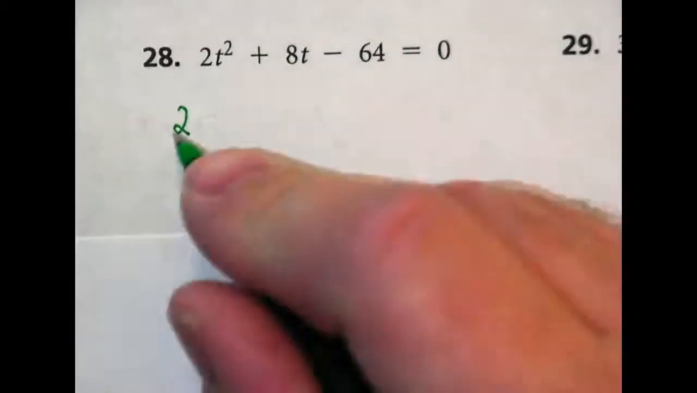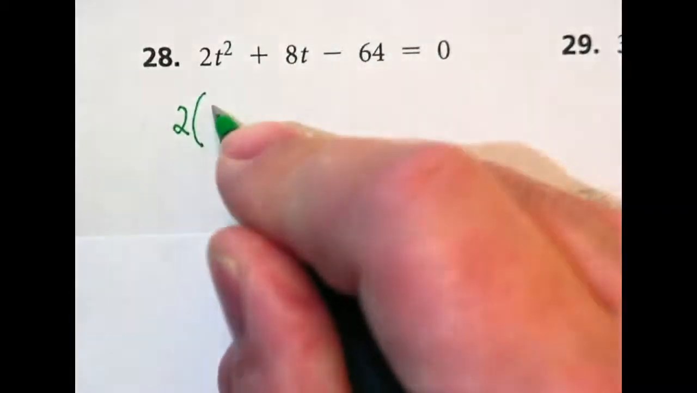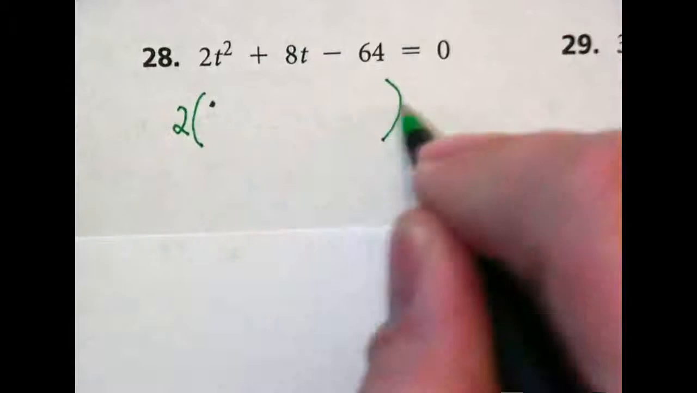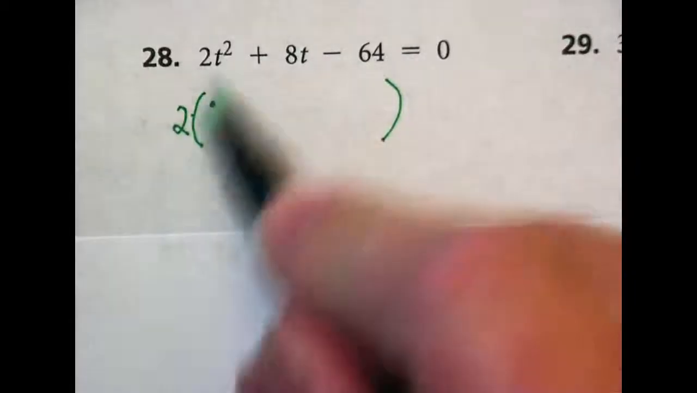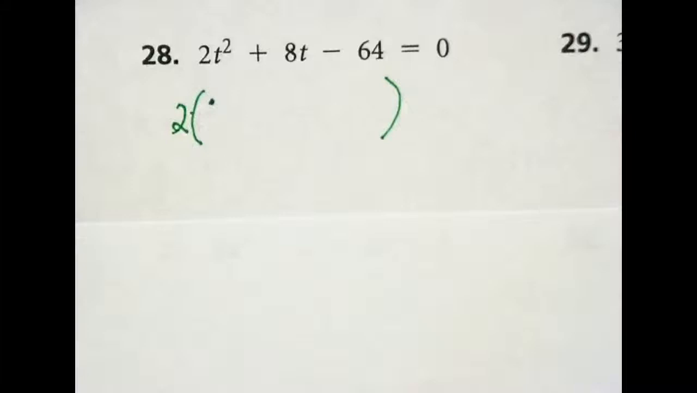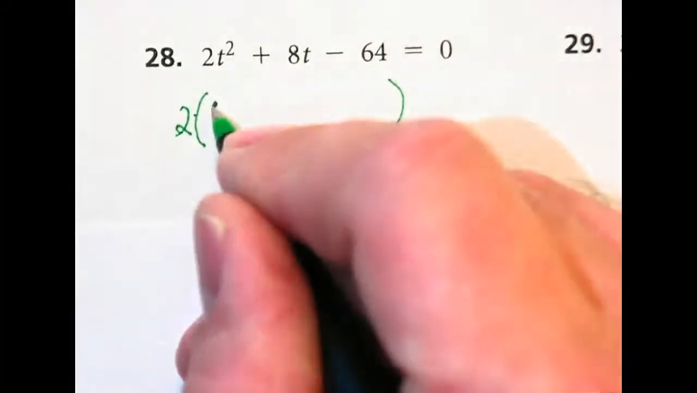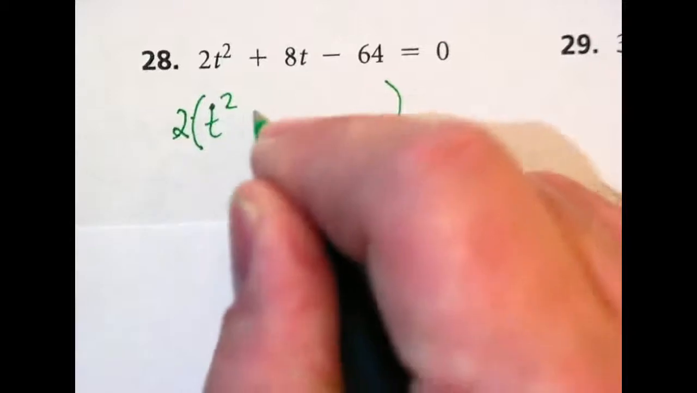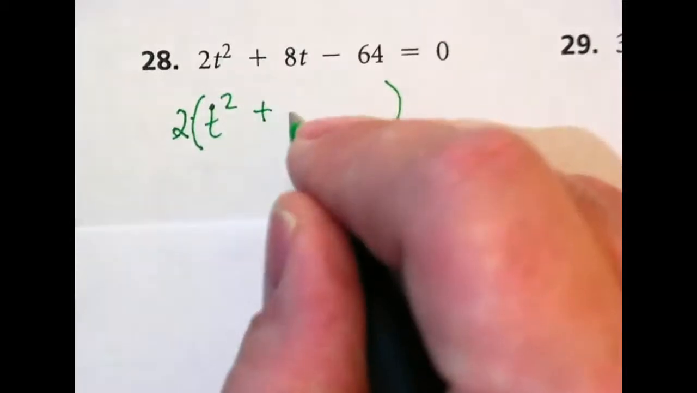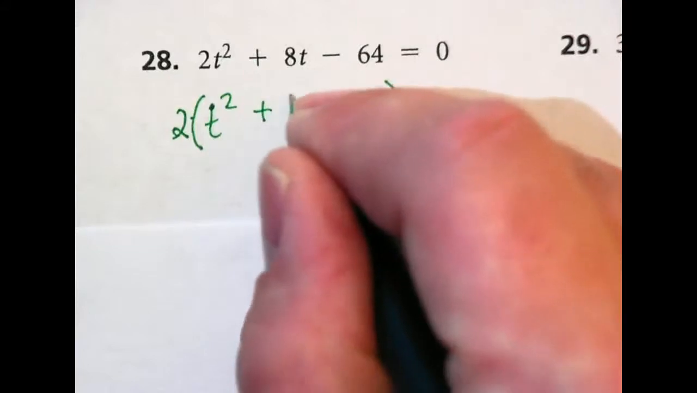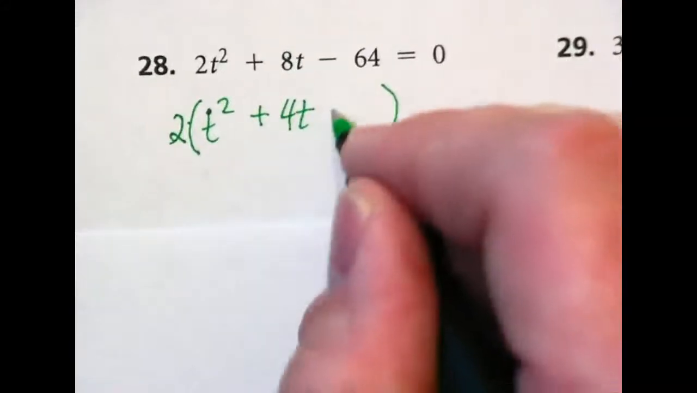Right? So 2 times what is 2t squared? Okay, you guys fill it out. What goes in there? 2 times what makes that? Go ahead and fill it out. All right, what did we get here? T squared, okay. What goes here? Kyla? 4t. Good job. And what goes here? Mackenzie?